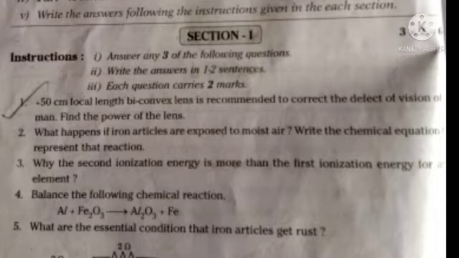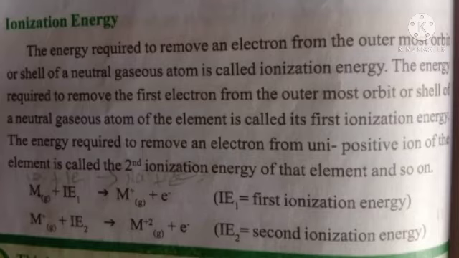And next question: why is the second ionization energy more than the first ionization energy for any element? What is the lesson name? Here the lesson name is the classification of elements in the periodic table. What is the meaning of ionization energy? The energy required to remove an electron from the outermost orbit or shell of a neutral gaseous atom is called ionization energy.